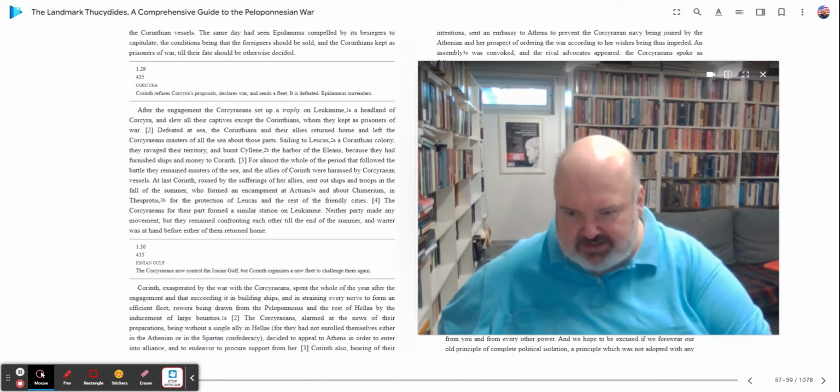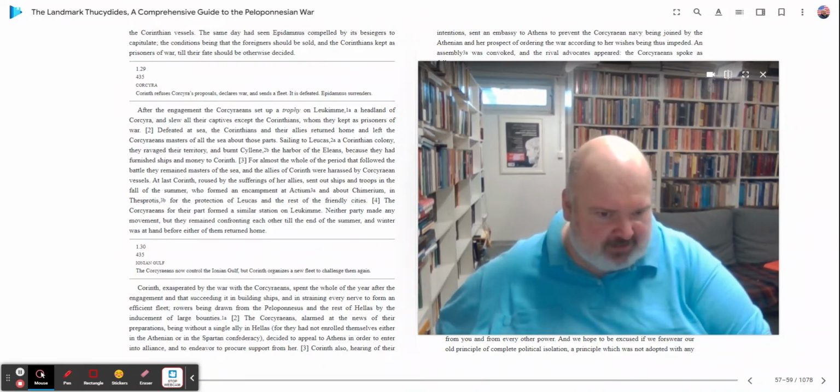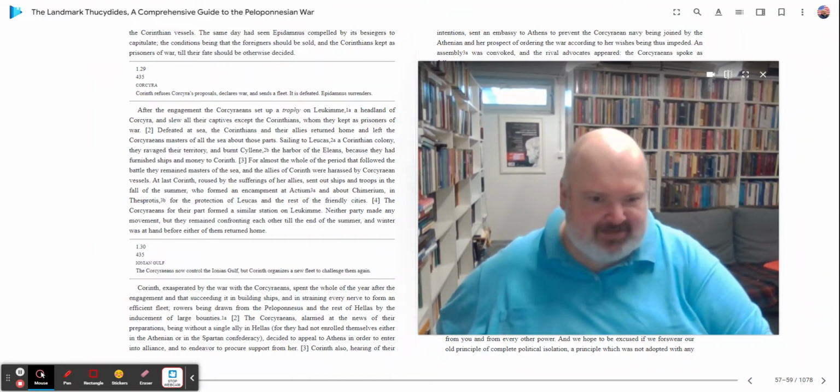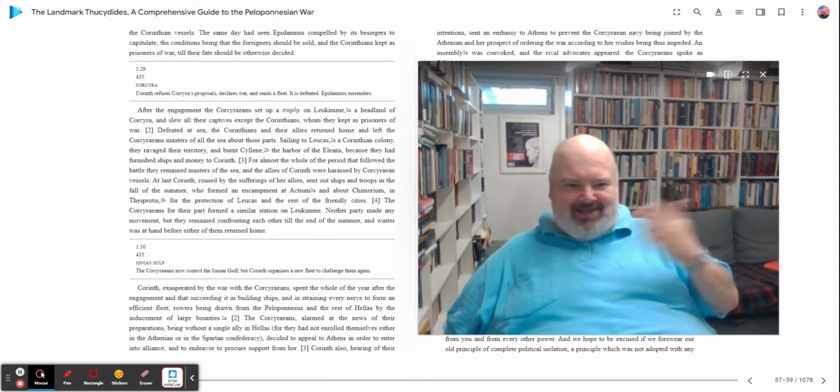The Corcyraeans, alarmed by the news of their preparations, being without a single ally in Hellas, for they had not enrolled themselves in either the Athenian or the Spartan confederacy, decided to appeal to Athens in order to enter an alliance, kind of like Ukraine asking to join NATO, right?